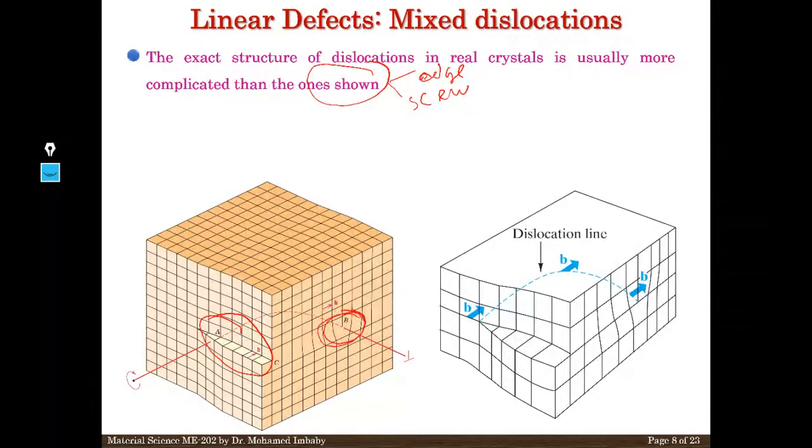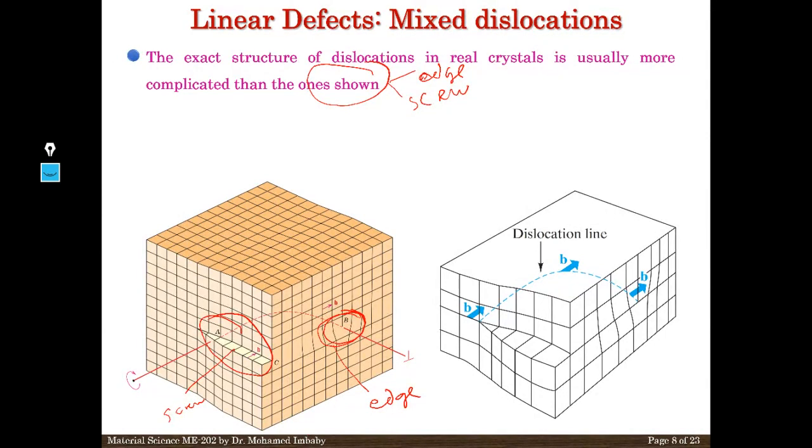Now look at this part. Do you see this part? Yes. What is the type of dislocation here? The inverted T, which is edge. Edge. Yes. So here is screw and this is edge. Excellent. But sometimes we will see a mix between them.